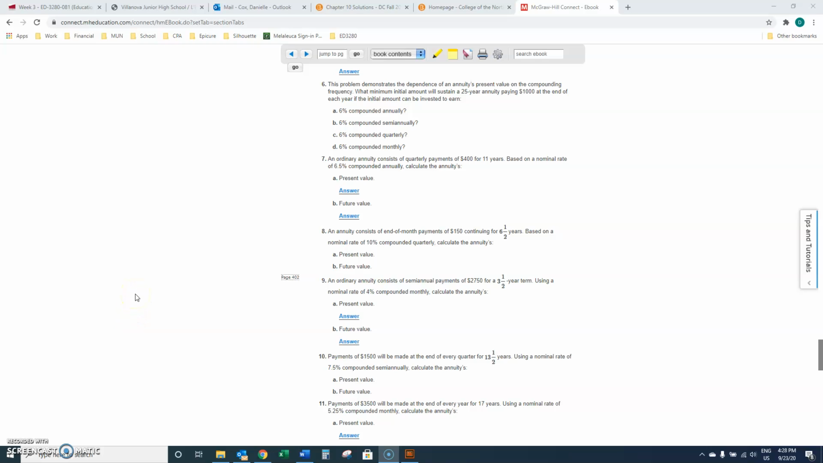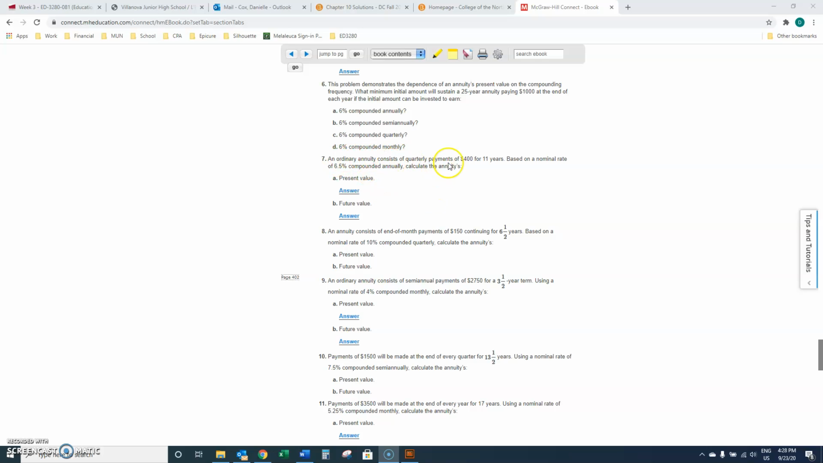Now we are in section 10.4 and we're going to take a look at question number 7. An ordinary annuity consists of quarterly payments of $400 for 11 years based on a nominal rate of 6.5% compounded annually. Calculate the annuity's present value for Part A and future value for Part B. Okay, so we know we need to figure out the present values and the future values.